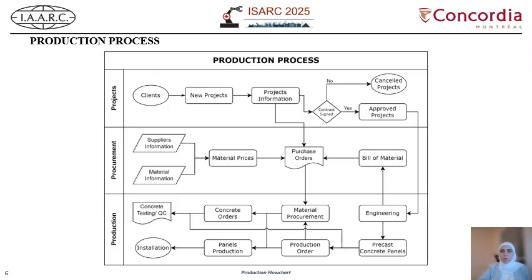In case of approval, the project moves to the engineering stage where we get the precast panels, their drawings, and the bill of material. From the bill of material together with the material prices from suppliers, we get purchase orders. From the panels, we get production orders. Together, production orders and purchase orders give us material procurement, where we do concrete quality control testing. From the production orders, we finally move to panel production and then to installation.